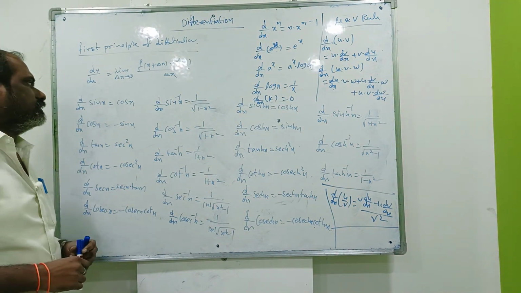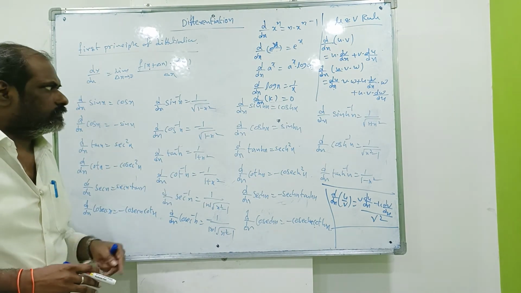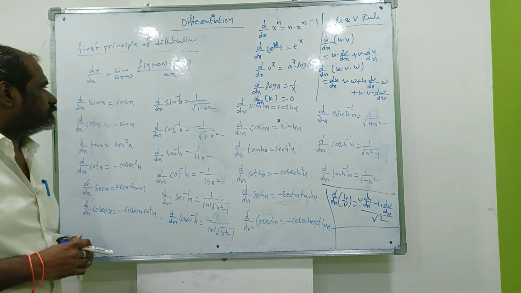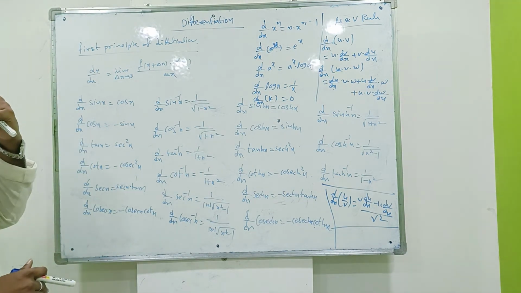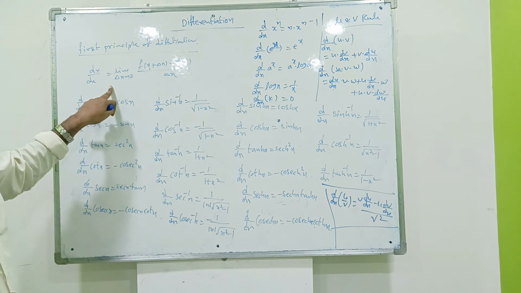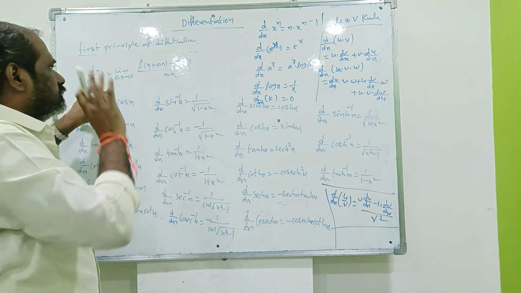Differentiation అనే టాపిక్ రావాలంటే మీకు కంపల్సరీ ఈ 20 formulas, 20 or 22 formulas. So these formulas are enough for the differentiation topic. So these are most important formulas. So these all are getting from first principle of differentiation. ఈ formulas అన్నీ మనకు వచ్చింది only first principle of differentiation.